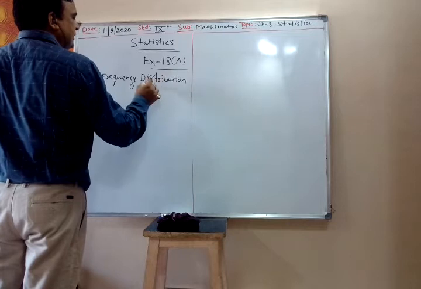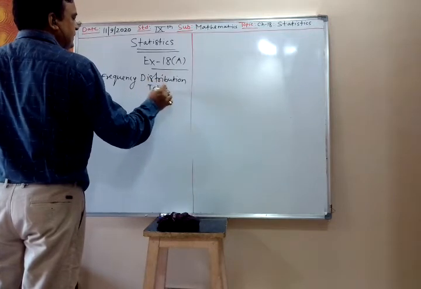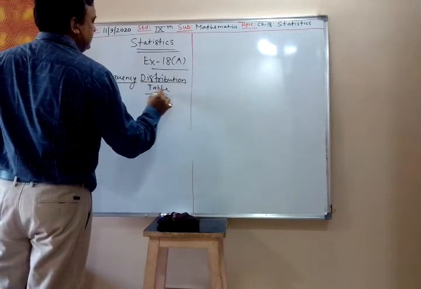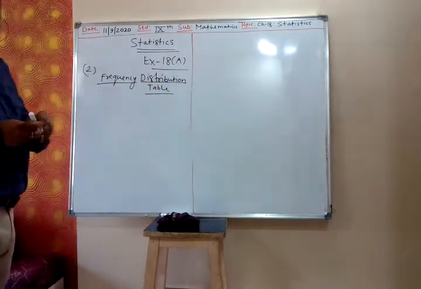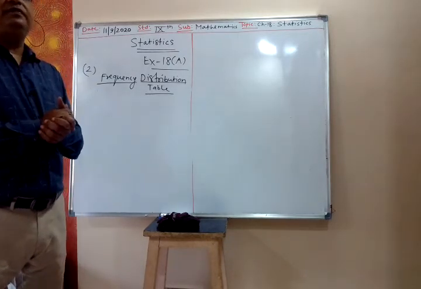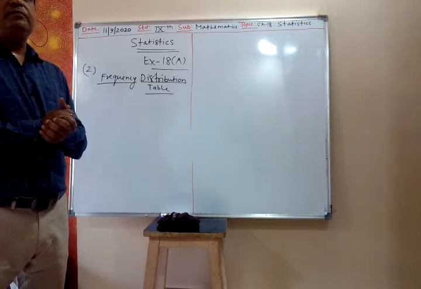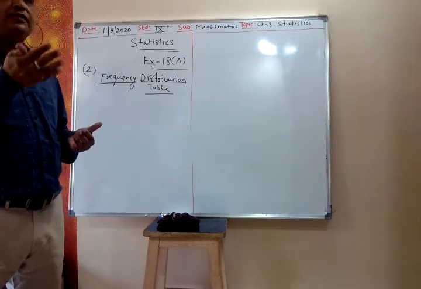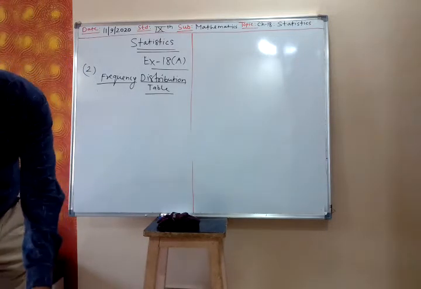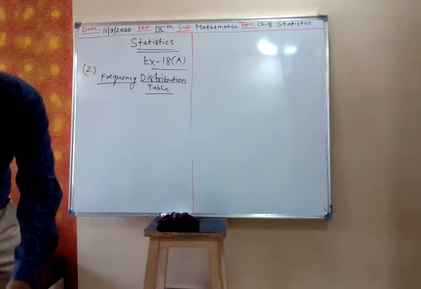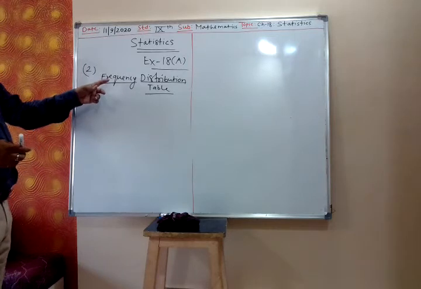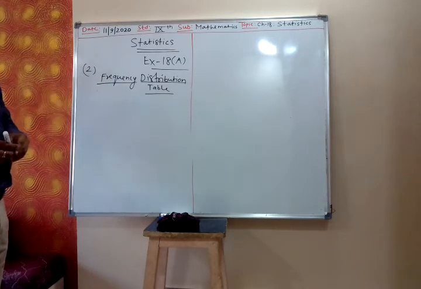Frequency means the number of times that object has repeated. For example, 5, 5, 5, 5. So the number 5 has repeated 4 times. So frequency of that number 5 will be 4. So frequency means the number of times that object has repeated. So now let us prepare the frequency distribution table.